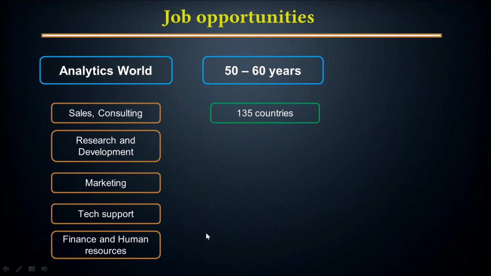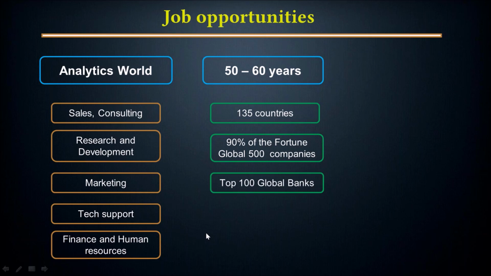And SAS software is used by over 90% of the Fortune Global 500 companies to make important decisions every day. Year after year, SAS ranks high in a variety of lists for best places to work, not only in the US but around the world. The top 100 global banks are using SAS because it helps in marketing, and many insurance companies and banks like Citibank, RBC, HSBC, like this. Many companies and banks are using SAS. It is a best place to work.